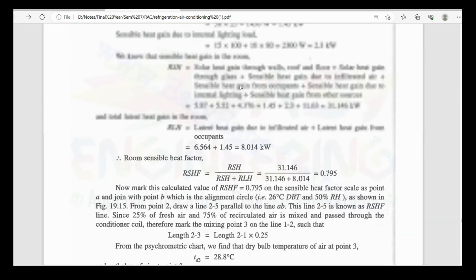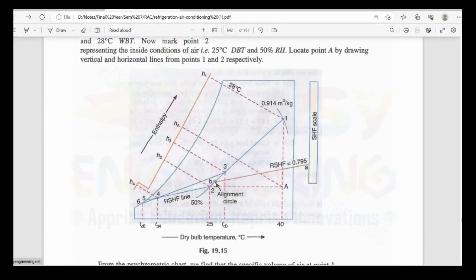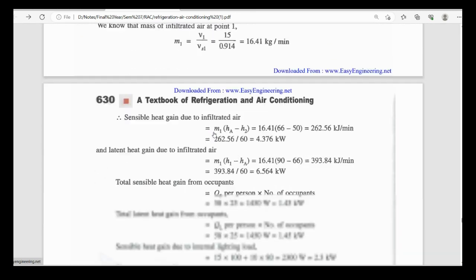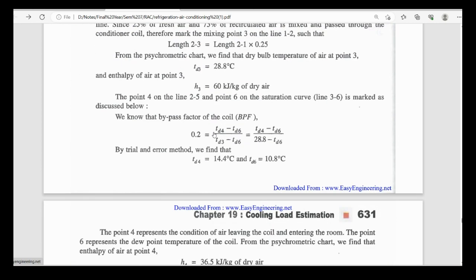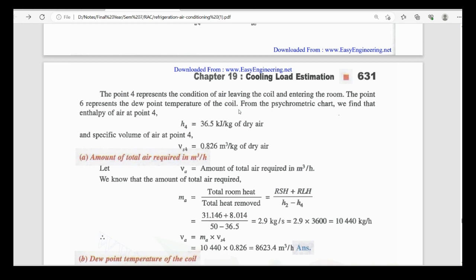So we can see here is TD4. Now you just have to intersect or join this line. This line is also called the grand sensible heat factor. Here we go, we have all the points, TD4 and TD6. Now point number 4 represents the condition of air leaving the coil or entering the room. Point number 6 represents the dew point temperature of the coil.